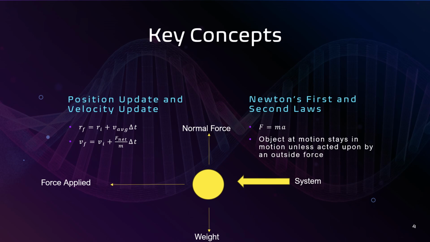And here is a free body diagram of the object. We have the force of gravity, weight, acting downwards, and then normal force counteracting it upwards, and then we have force applied towards the left. In this case, the object is the system and everything else is the surroundings.